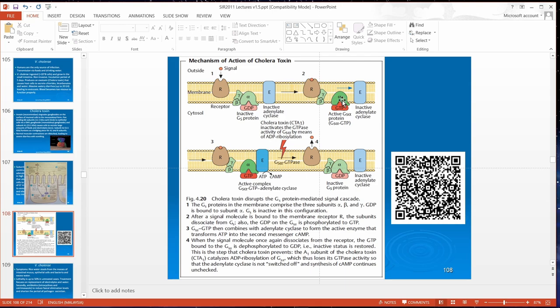Usually, the activation of adenylate cyclase will also be followed by inactivation, which is when the enzyme, after a while, will stop the action. However, the cholera toxin prevents the inactivation. So the adenylate cyclase remains active. Okay? So you are no longer able to control the action of adenylate cyclase. That's why it remains consistently active, and you have persistent loss of fluids.